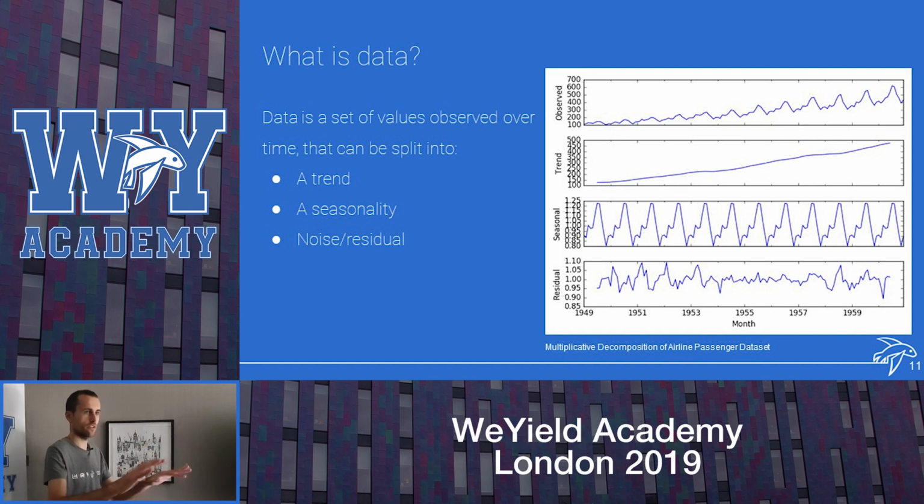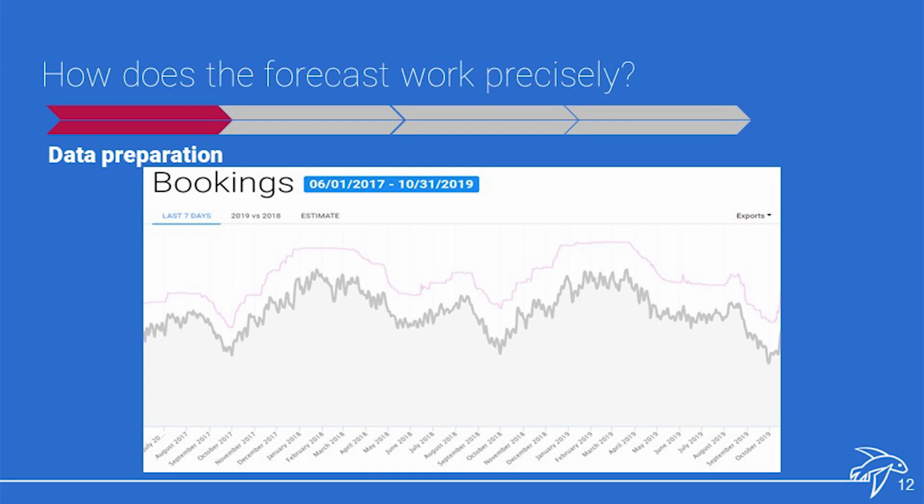So that was a general concept of what is data and how we split and analyze the data in order to be able to make a forecast. Are there questions on this part? Okay. So back to WeYield.